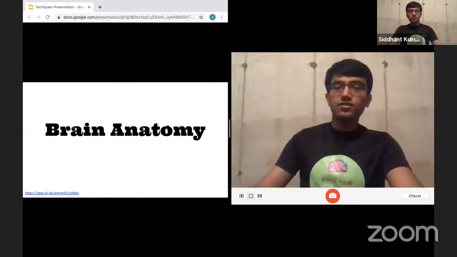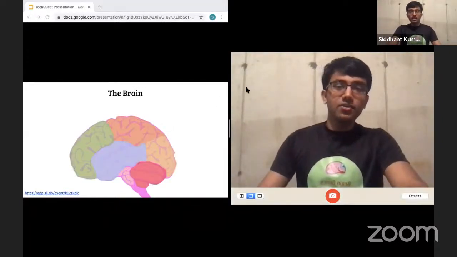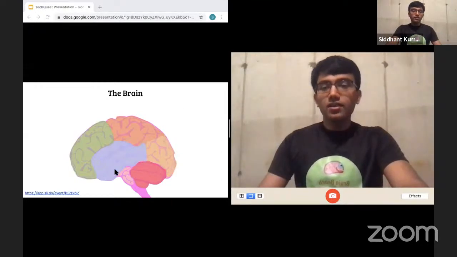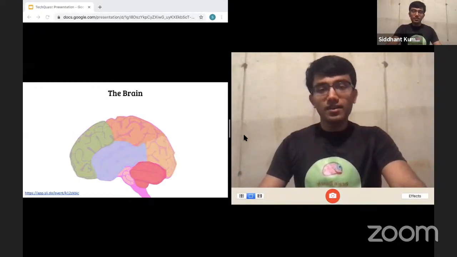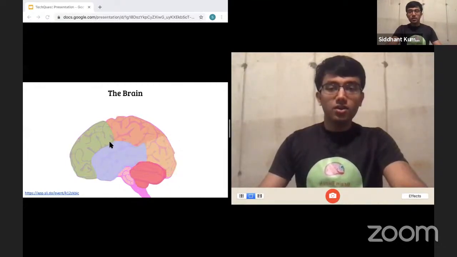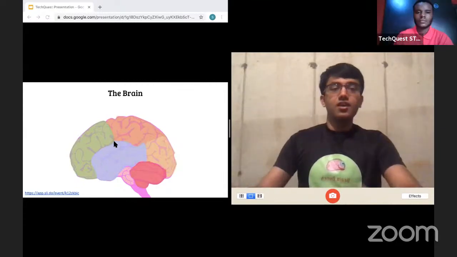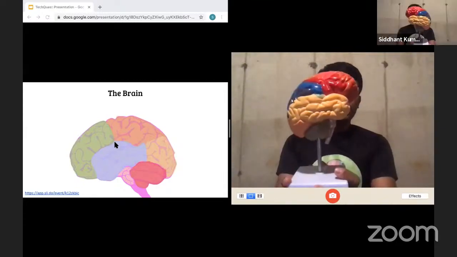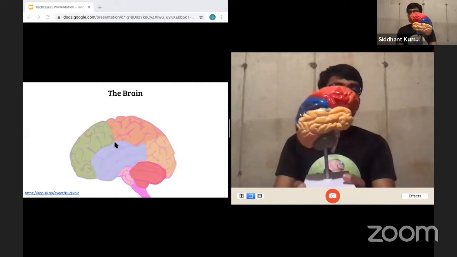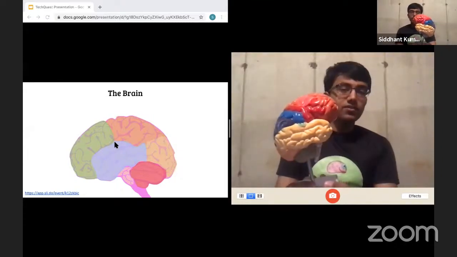Okay, so let's start off with the anatomy of the brain. We have different regions color coded, and these different regions each perform different tasks. So here is a brain model. As you can see, different colors of the brain represent different things. So let's talk about the different parts of the brain.